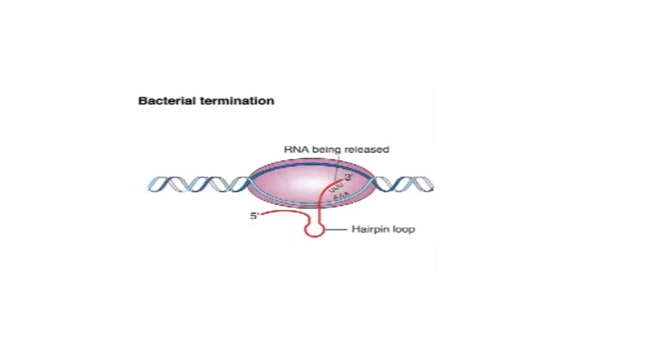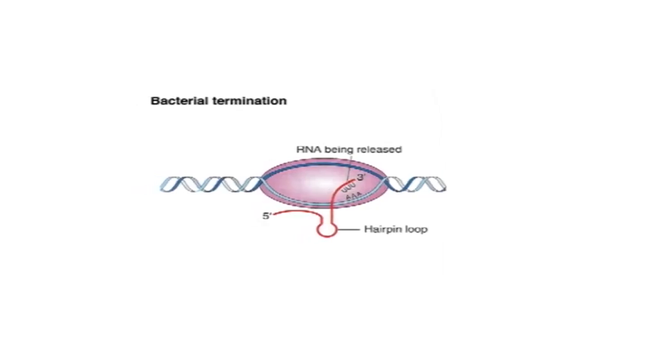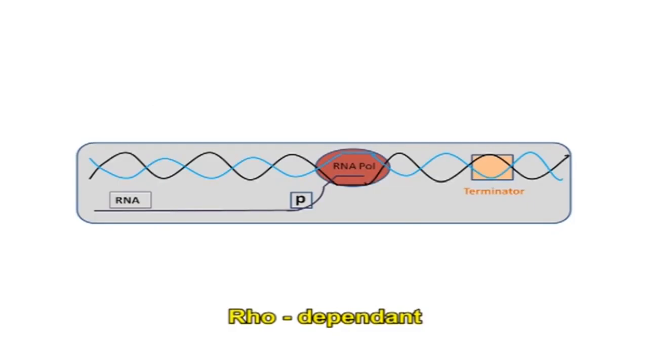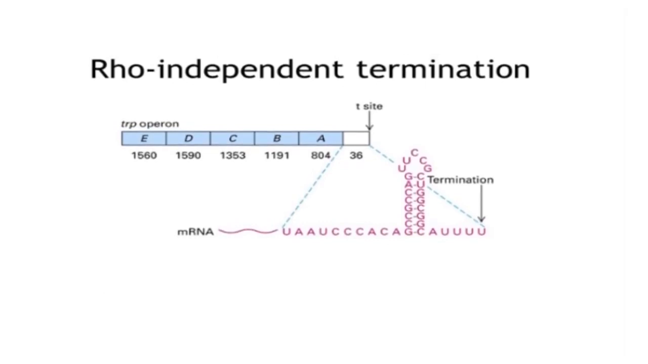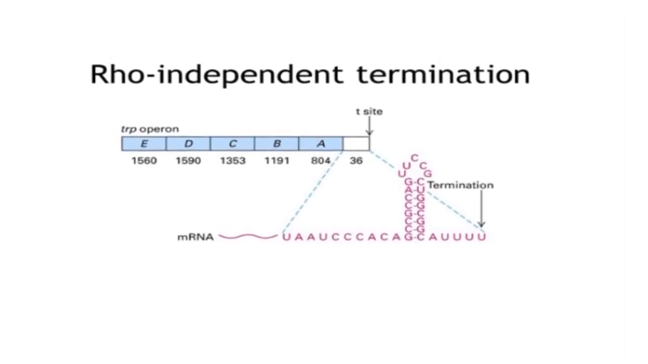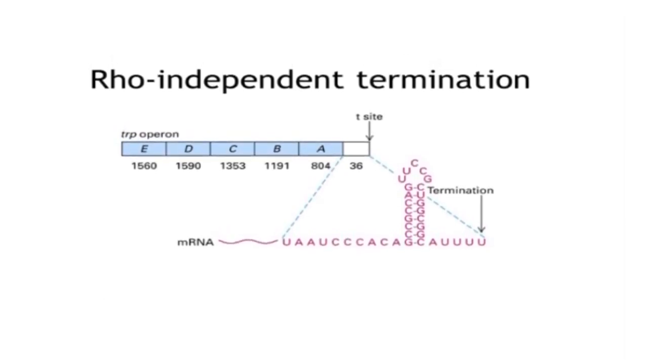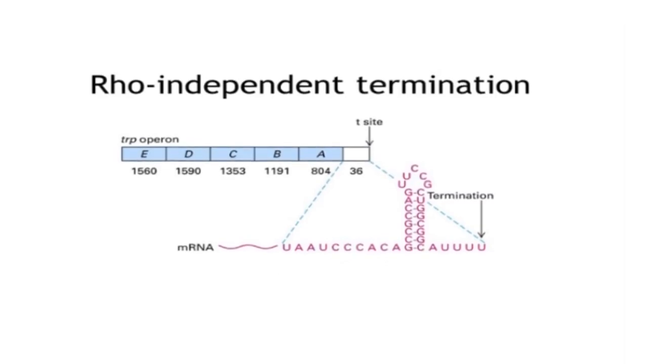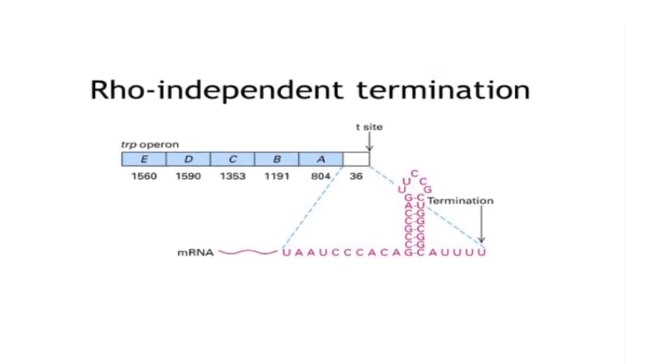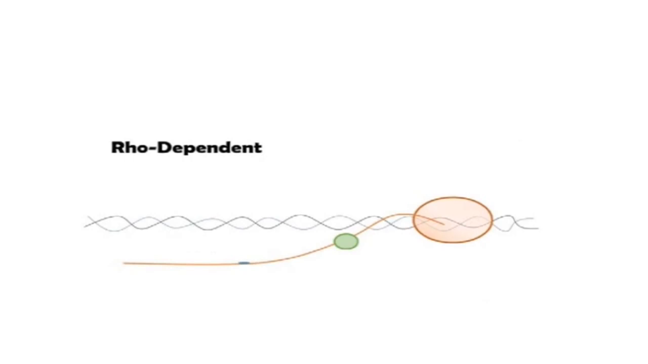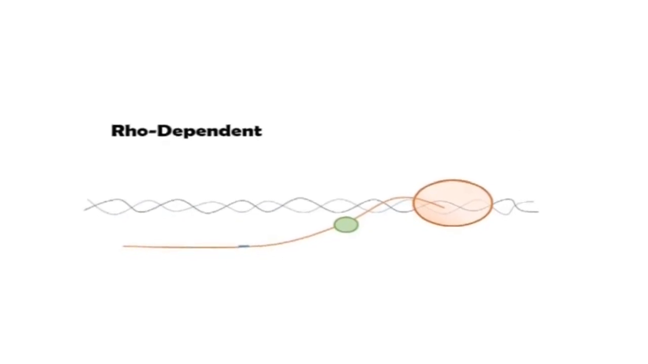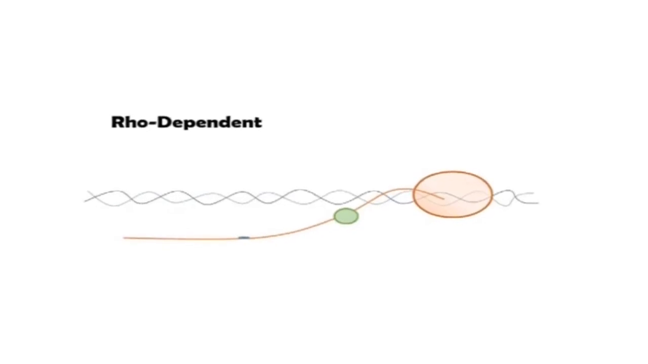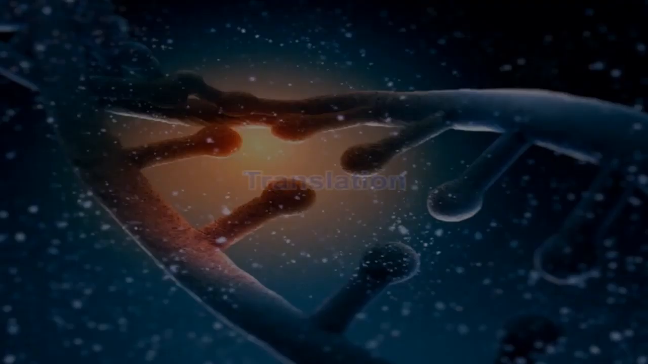Two different strategies are used by bacteria for termination. They are Rho-dependent and Rho-independent termination. In Rho-independent termination, when the newly produced RNA molecule forms a GC hairpin loop, the transcription will be stopped. In Rho-dependent termination, the interaction between the template and mRNA is destabilized by a protein factor called Rho.